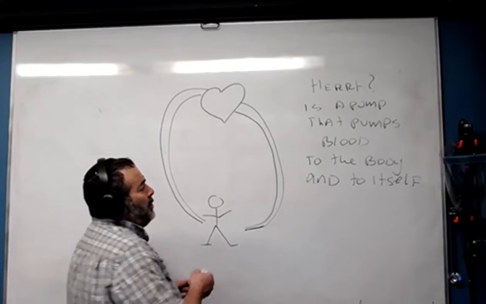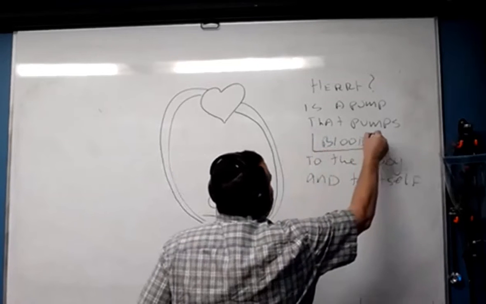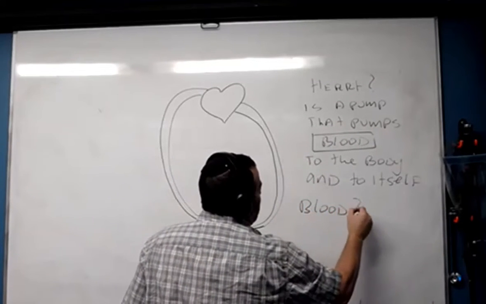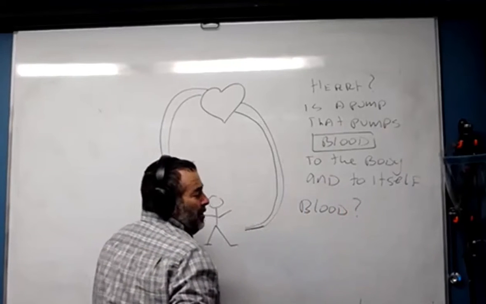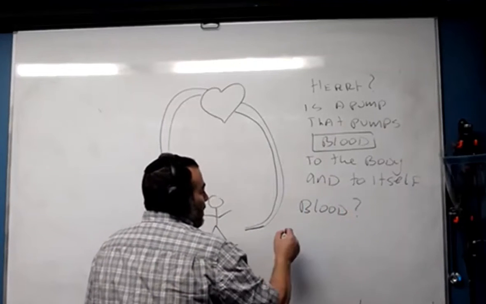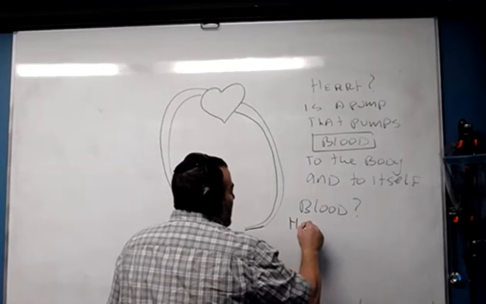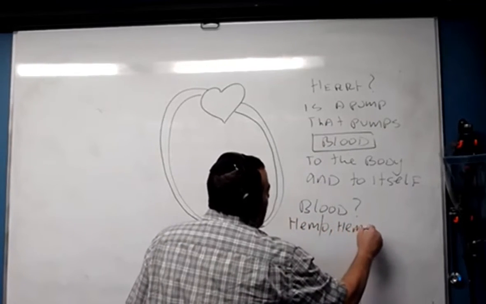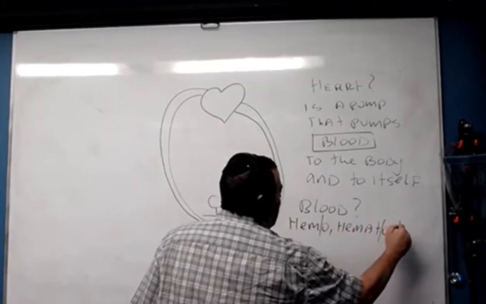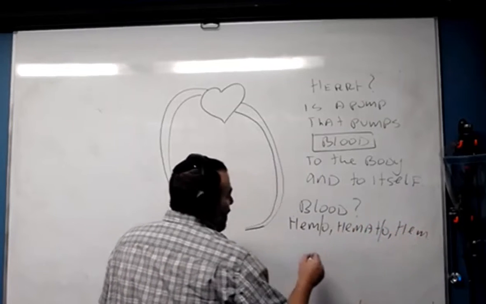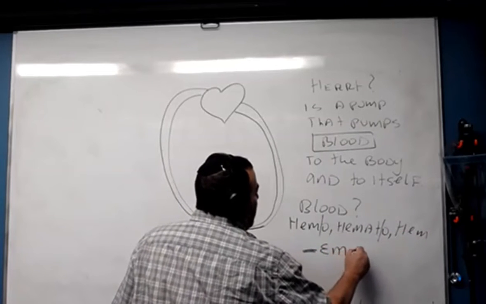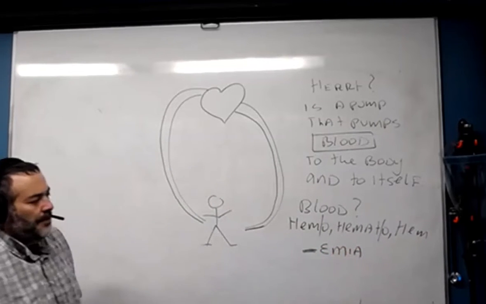Now, I mentioned blood. What is blood? First things first, you need to know the medical terms for blood. The medical terms are hemo, and hemato, so heme, and a suffix, emia.